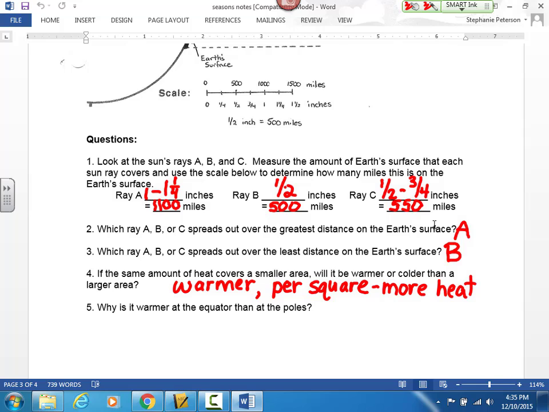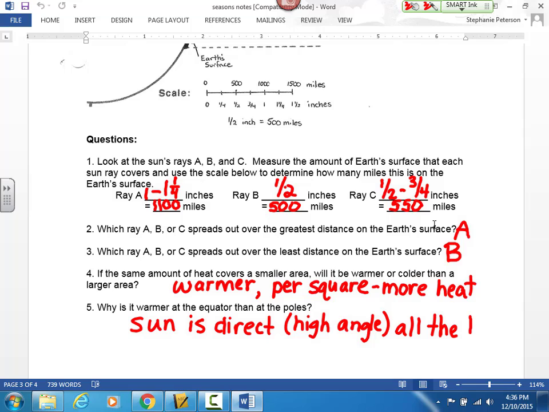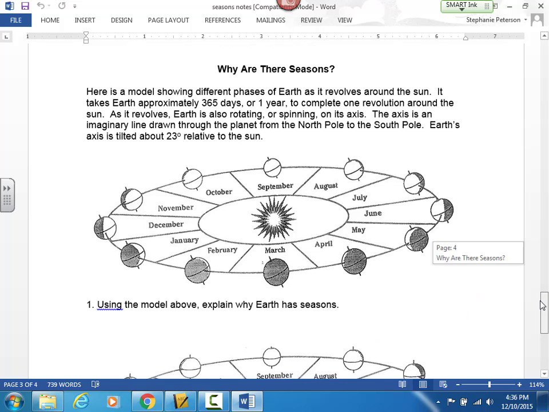Number 5, why is it warmer at the equator than at the poles? And that is because the sun has a direct angle. Or again, remember from the flashlight lab, this was a high angle all the time. And you can see that in your picture. Ray B is supposed to represent the one that's at the equator. Pause here if you need to write this down. I will be erasing to move to the next page.